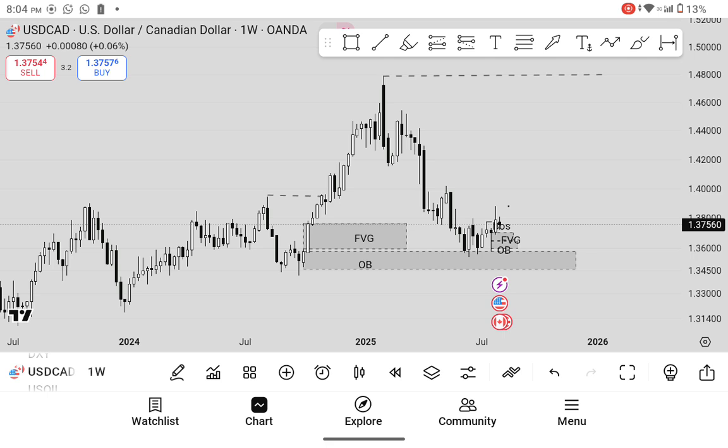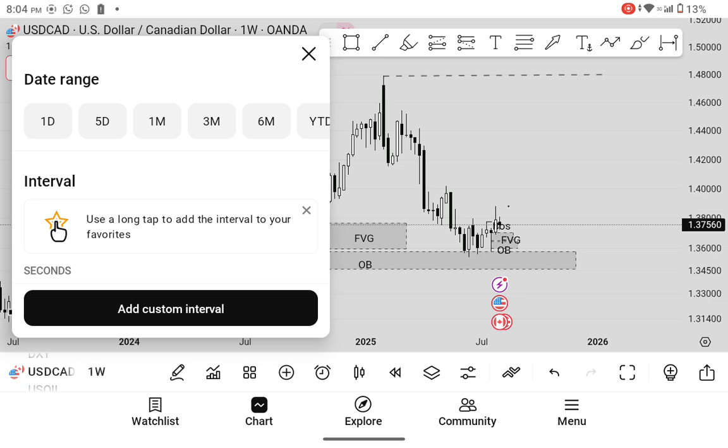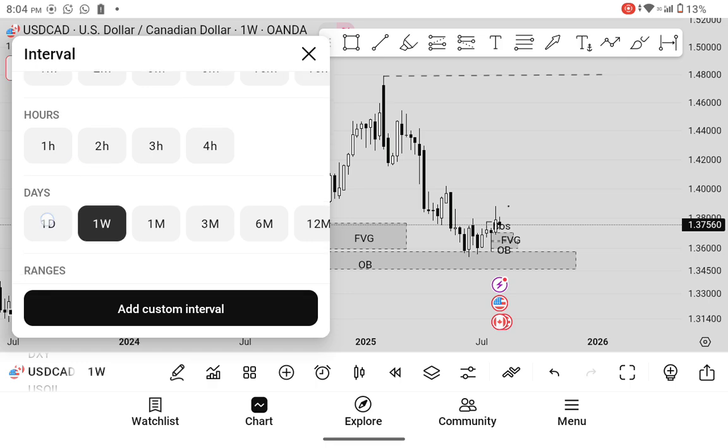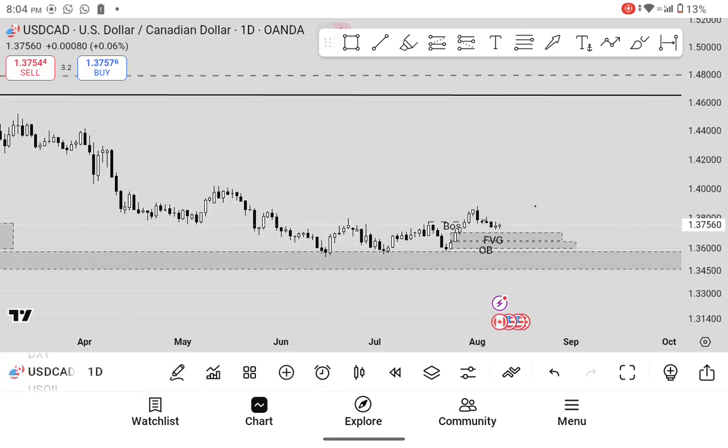Like we already have a change in the state of delivery. So where is the next drawn liquidity? The next drawn liquidity is all the way up there. So this is a swing trade. If you can hold the trade for long, that's a very good swing trade for you.